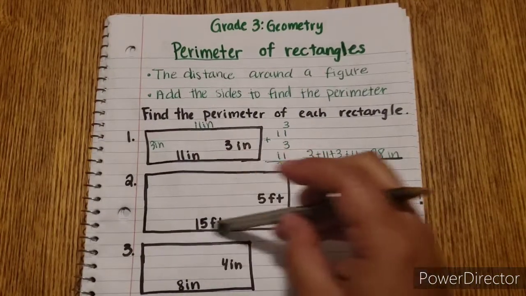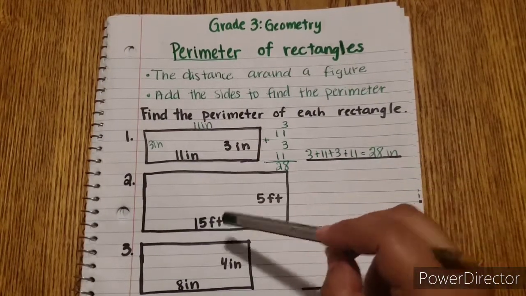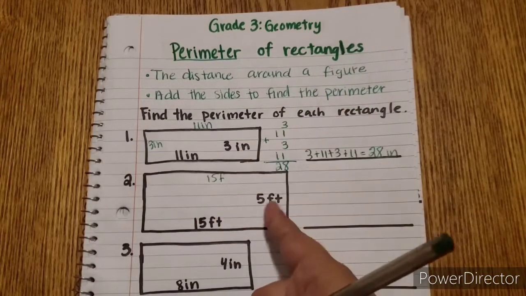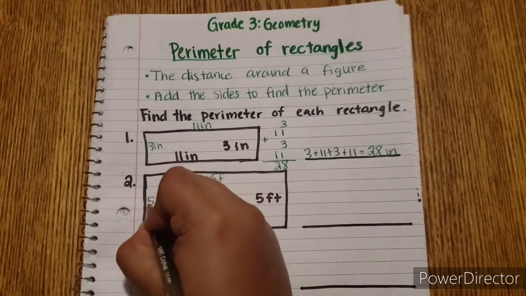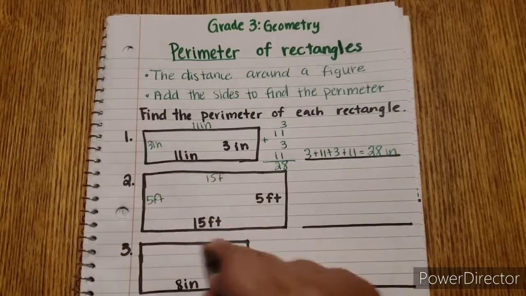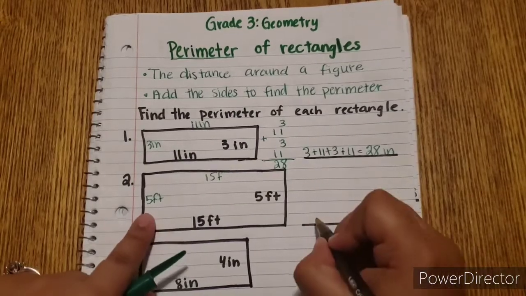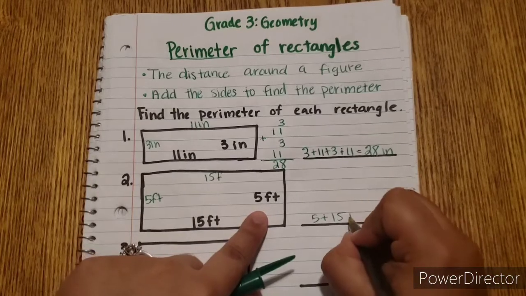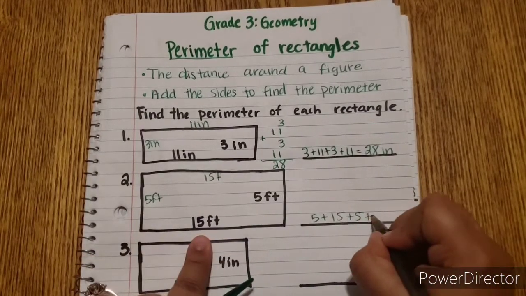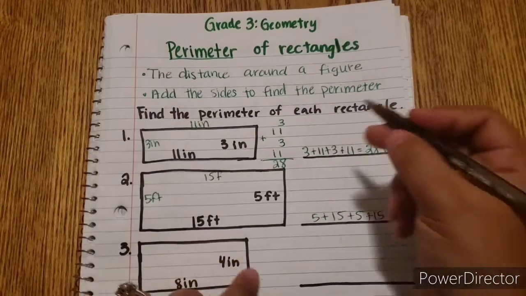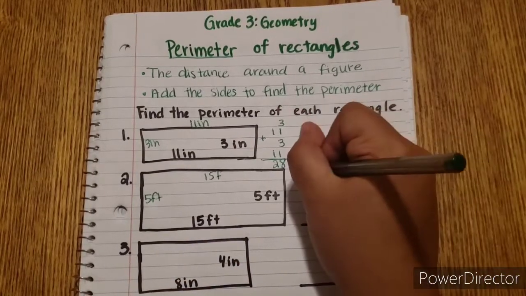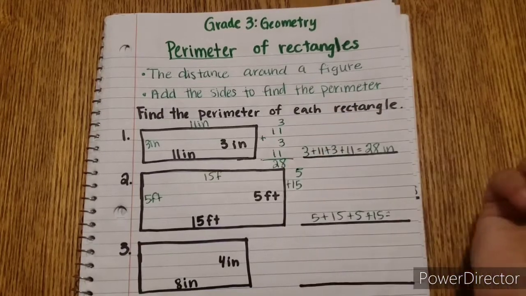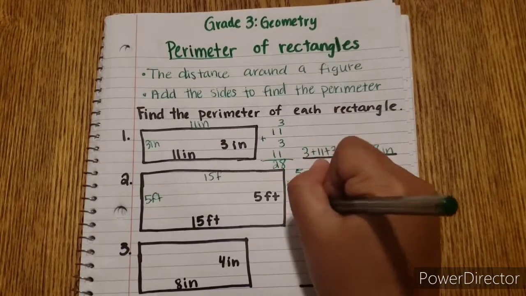We have 15 feet and 5 feet. So what is here goes right there, so that is 15 feet. What is here goes right there, that is 5 feet. So now let's add all around. We will have 5 plus 15 plus 5 plus 15. So let's add that. Let's do that right here. We have 5 plus 15 plus 5 plus 15.